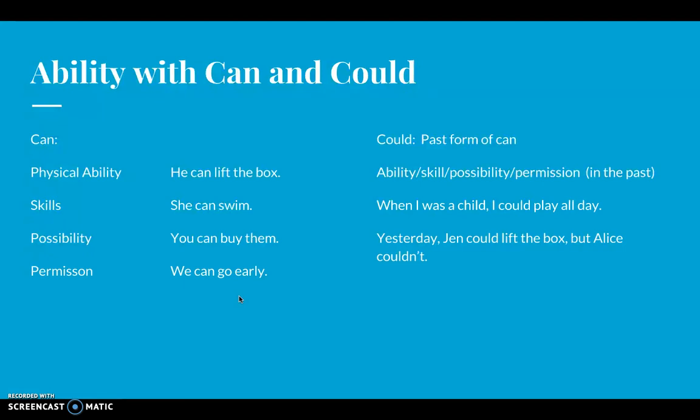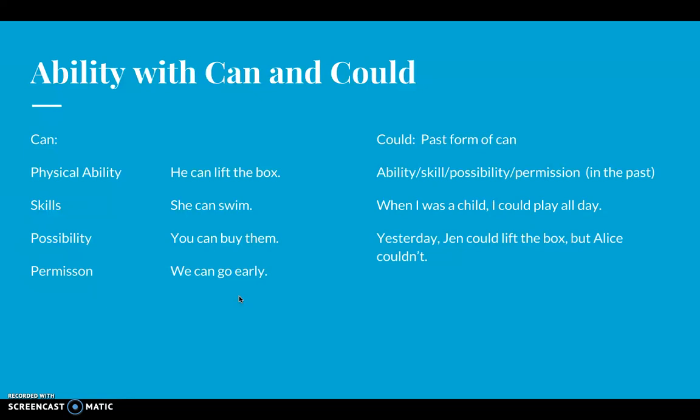Now we're going to talk about ability with can and could. We use can to express physical ability. He can lift the box. He is physically able to lift the box. With skills, she can swim. She knows how to swim.